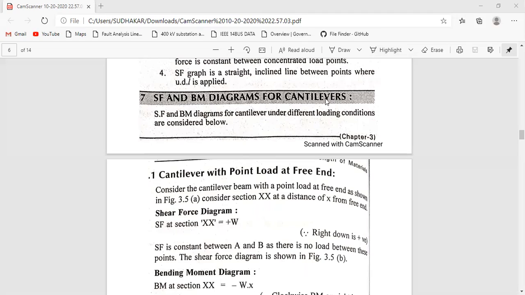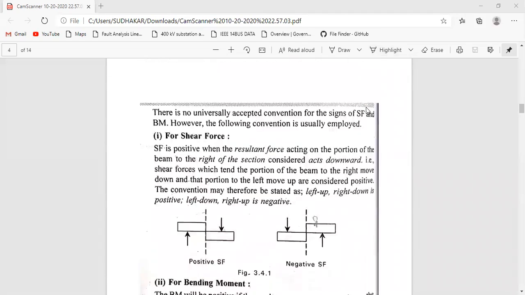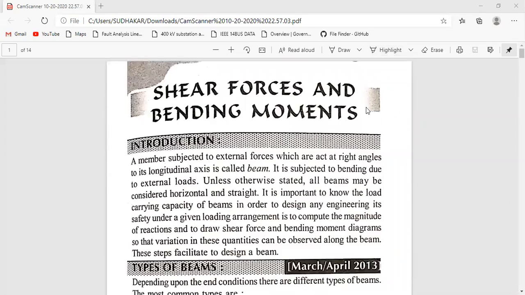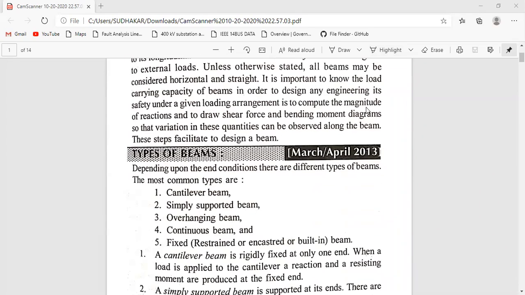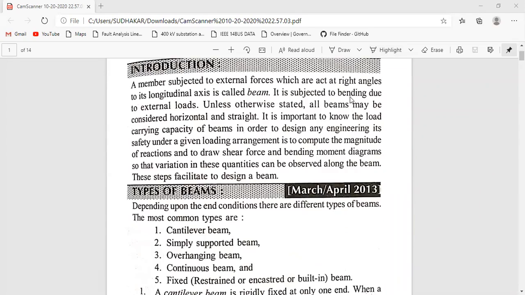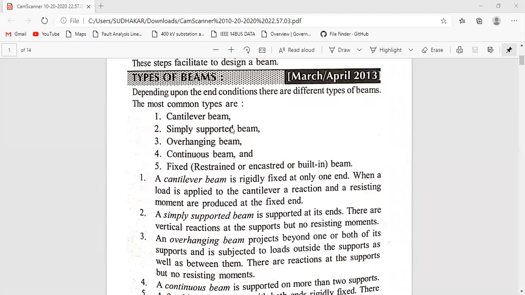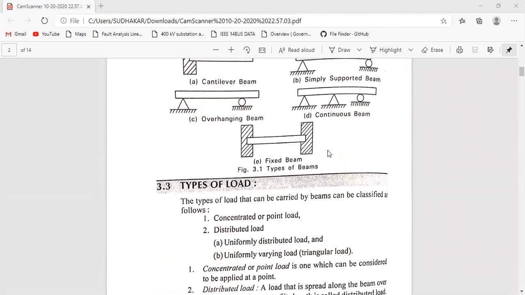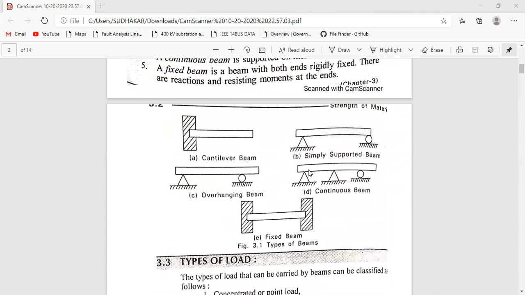In the previous session, we discussed some basic introductory concepts regarding what a beam is and the types of beams: cantilever, simply supported, overhanging, continuous or fixed beam. This is what a cantilever beam, simply supported beam, overhanging beam, and continuous beam look like. Continuous beams have a number of supports. Fixed beams are beams where both ends are fixed.